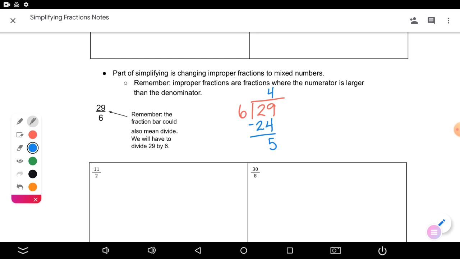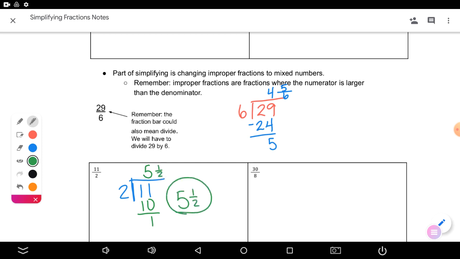Chase? You put the 5 as a numerator and 6 as a denominator. Yes, I have 4 wholes, okay? 6 goes into 29, 4 whole times, and then there's 5 out of 6 left over. So 4 and 5/6. Go ahead and you do 11/2. Change 11/2 to a mixed number. Logan, what did you get? 5 and 1/2. Yep, 5 and a half. Good job.